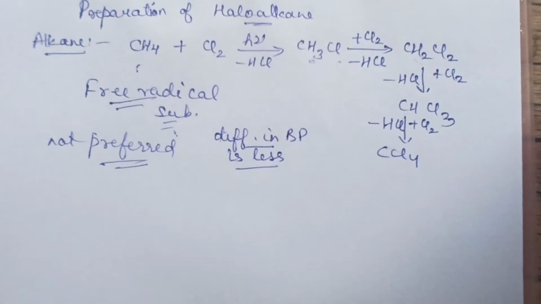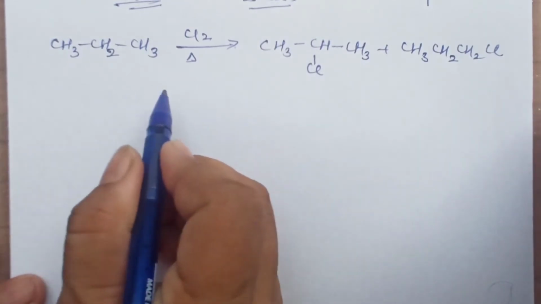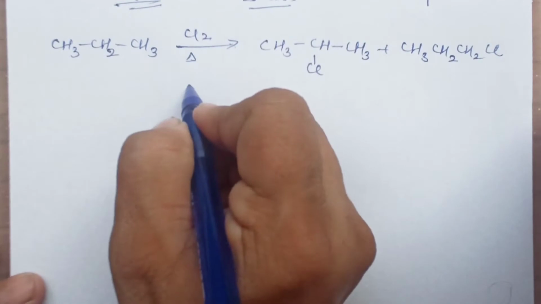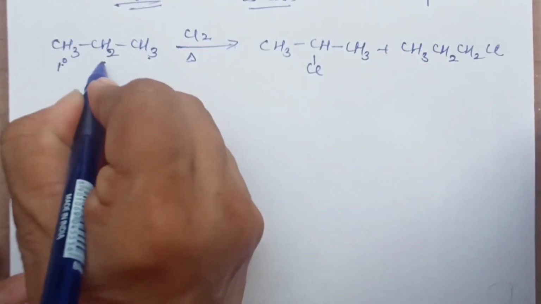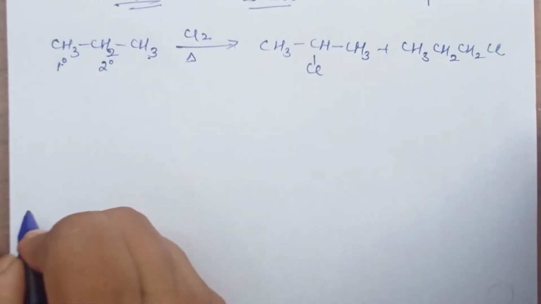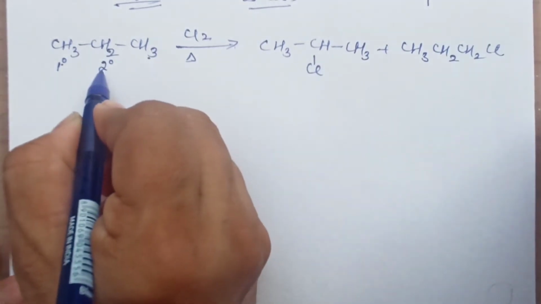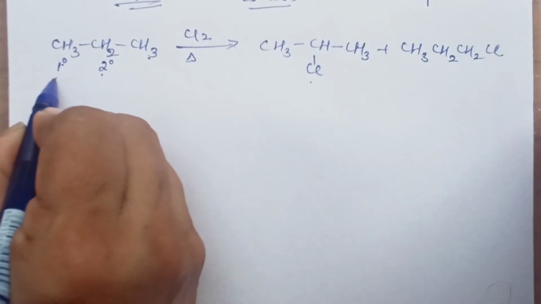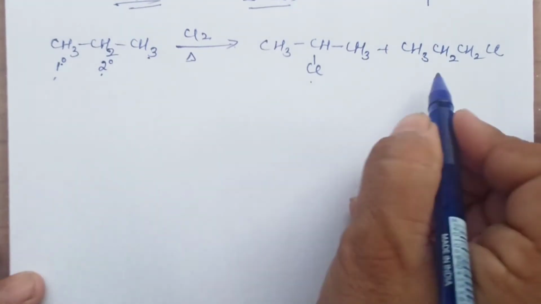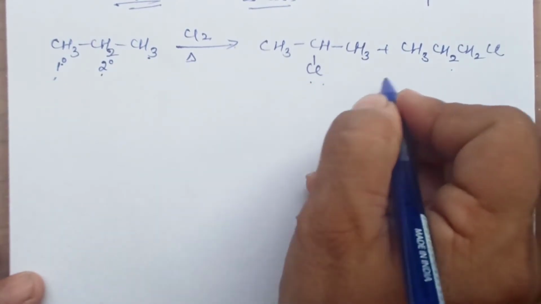Now, suppose the number of carbon atoms is more. Suppose we take a 3 carbon atom alkane, that is normal propane, and we are carrying out halogenation. There are 2 types of carbon atoms in this. This is 1 degree carbon atom, this is 2 degree carbon atom. You may get chlorine at the 2 degree carbon atom like this product, or you may get chlorine here. This hydrogen can be substituted by chlorine, that is the 1 degree product, and this is the 2 degree product. So both products you are getting.